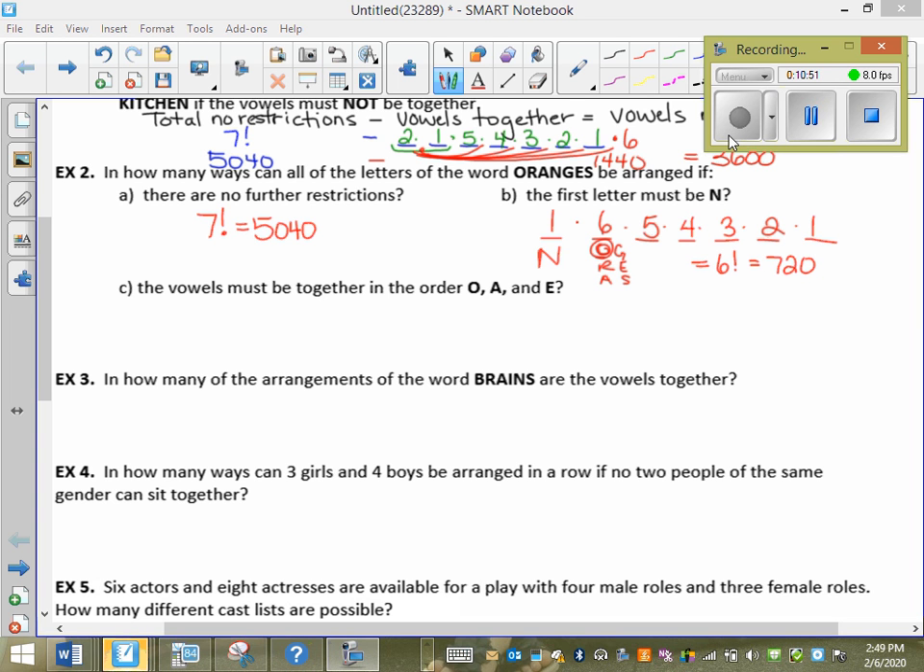Okay, the vowels must be together in the order O, A, E. 2, 3, 4, 5, 6, 7. They have to be together, so I hook them together in the order O, A, E. 1, 1, 1. Can't be 3, 2, 1 because it has to be in that order. Then I have 4 letters left. 3, 2, 1. And then I have to go 1 way, 2, 3, 4, 5. So multiply by 5. And I get 120.